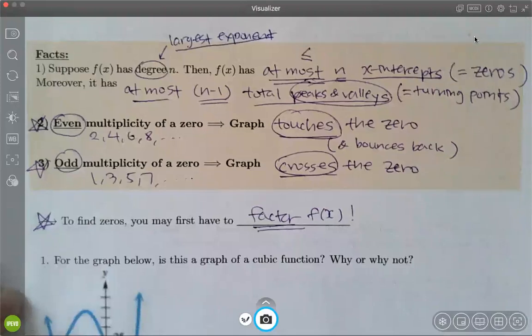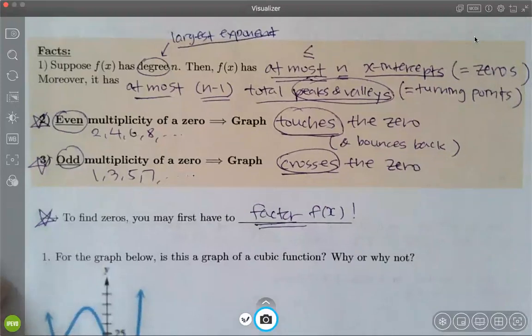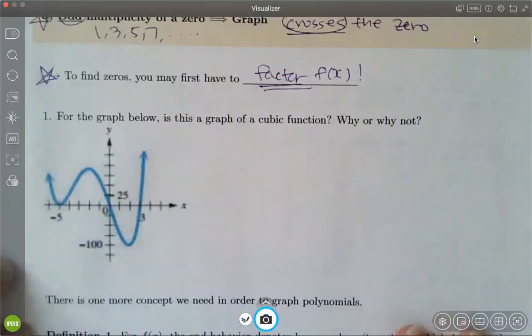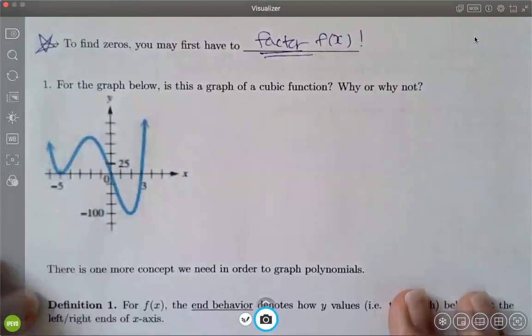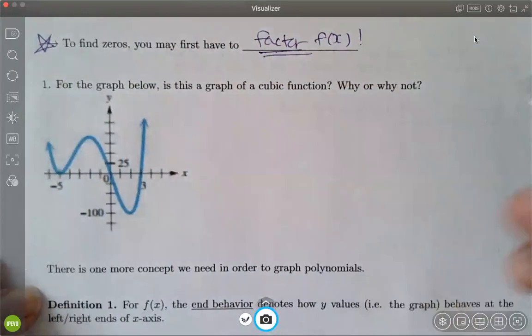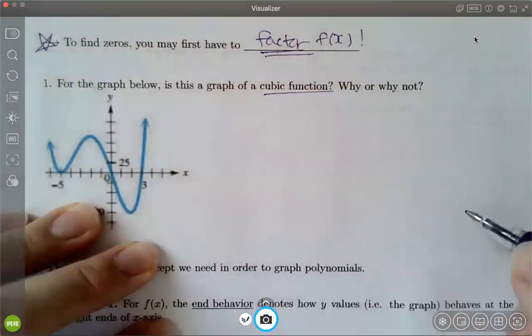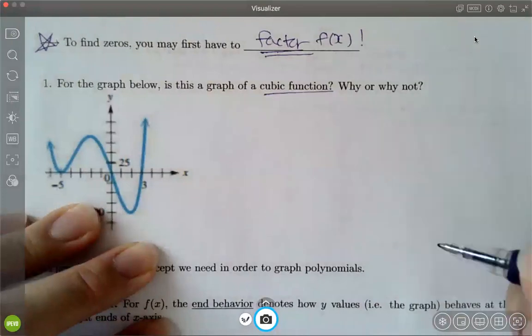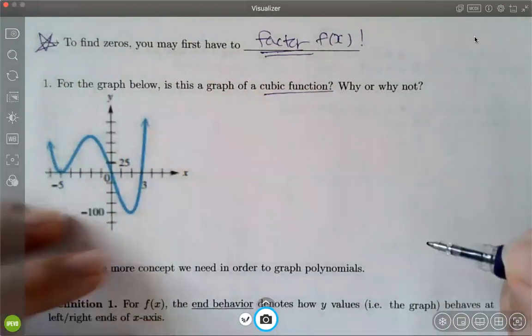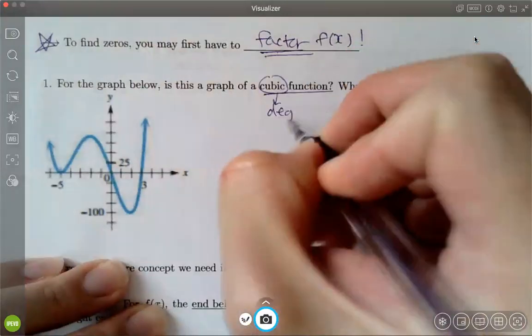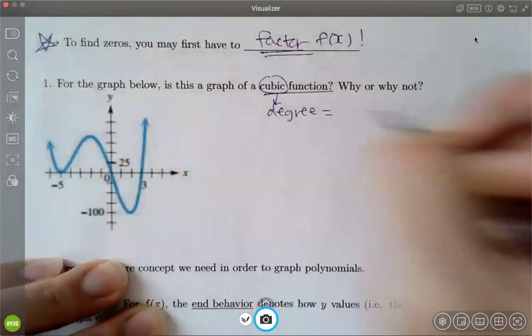Okay, so let's do this first problem here. For the graph below, is this the graph of a cubic function? And what's the reason? Okay, so now the word cubic. So cubic means what? The degree or the largest exponent is equal to 3, right?